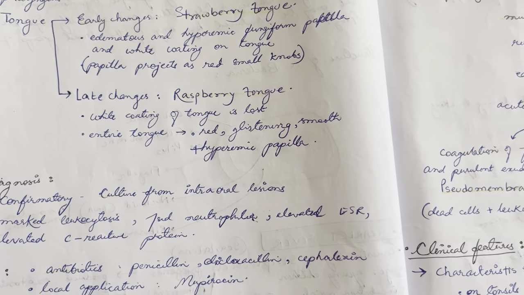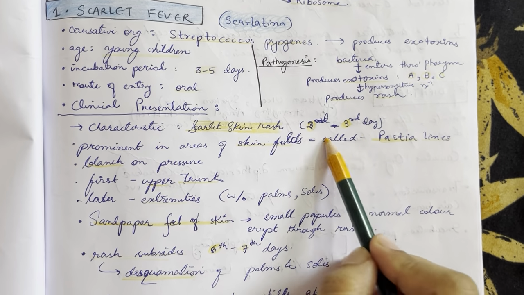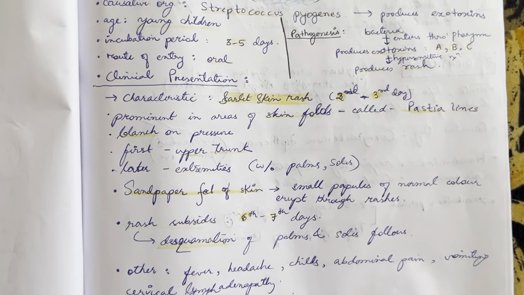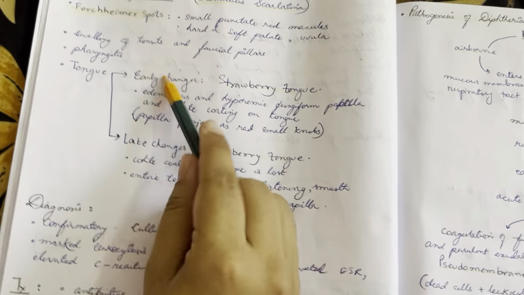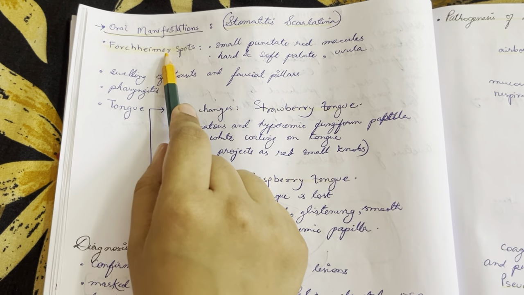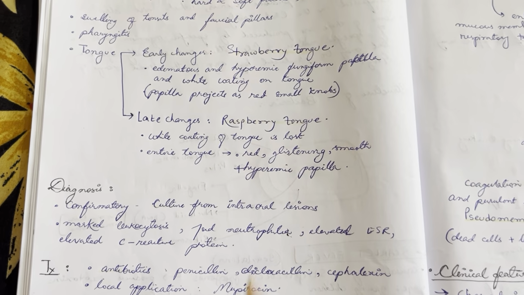The few words that we should remember in scarlet fever are: scarlet skin rash, 2nd and 3rd day, Pastia lines, sandpaper feel of skin, desquamation of the palms and soles after that, and then oral manifestations, stomatitis scarlatina, Forchheimer spots, hard and soft palate, tongue, strawberry tongue and raspberry tongue.